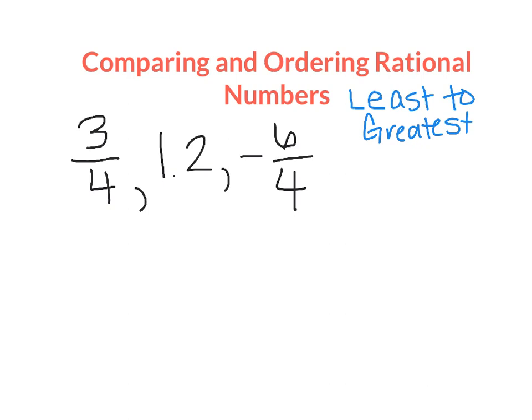When comparing and ordering rational numbers, most likely you're going to be given numbers that are in different forms. In this example, we have two fractions and we have one decimal. The easiest way to do this is to change all of your fractions into decimals, because decimals are something that we see a lot more often than fractions, and we're better equipped to put them in order from least to greatest or greatest to least because we deal with them more often.